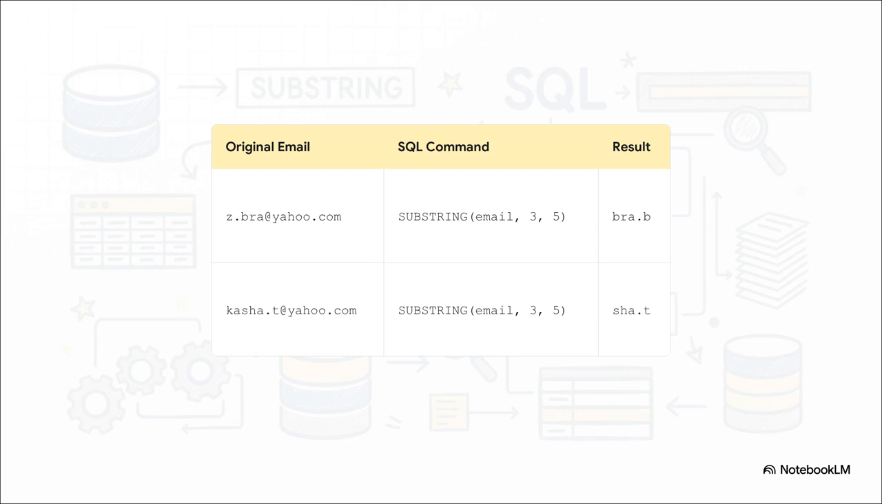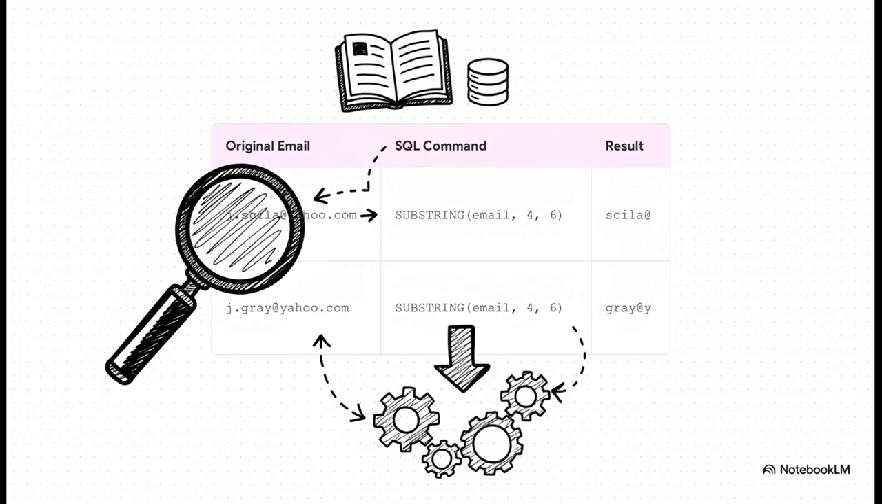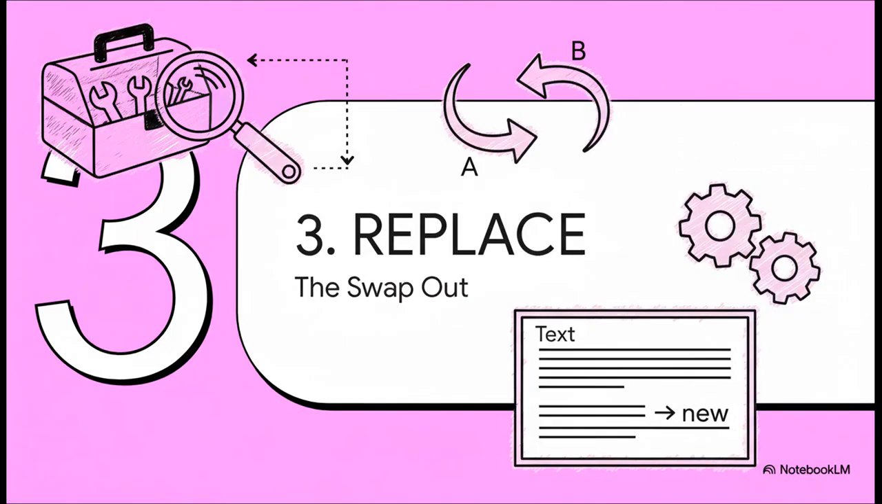Pretty cool, huh? Now let's try another one with different numbers. Here, the command says start at position 4 and grab 6 characters. So for that email, j.sila@yahoo.com, position 4 is the S, and if you grab 6 characters from there, you get sila@y. See how flexible this is? But this also shows a really common trap people fall into. You have to get that starting number exactly right. Being off by just one character can totally throw off your result, so my advice is to always double-check your count.